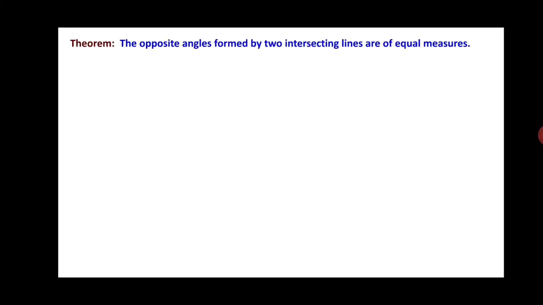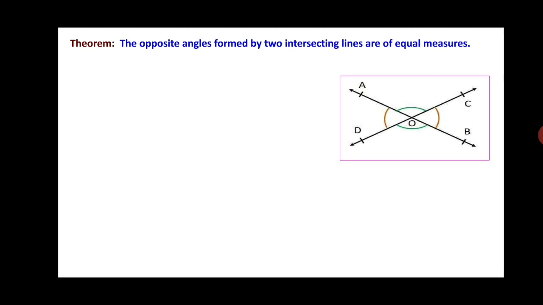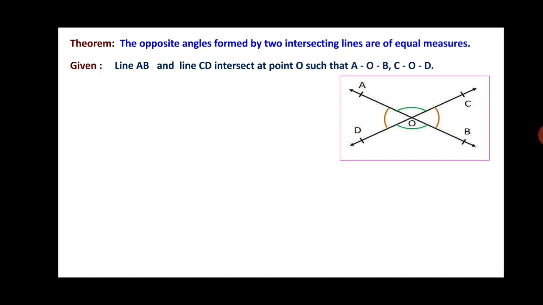Here the statement is: the opposite angles formed by two intersecting lines are of equal measure. So this is the figure, two lines. From that we can write the given: line AB and line CD intersect at point O such that A-O-B is the betweenness and C-O-D is the betweenness. Then what you have to prove, in addition to the given part that we have written from the figure: opposite angles, angle AOC and angle BOD are of equal measure, angle BOC and angle AOD are equal in measure.